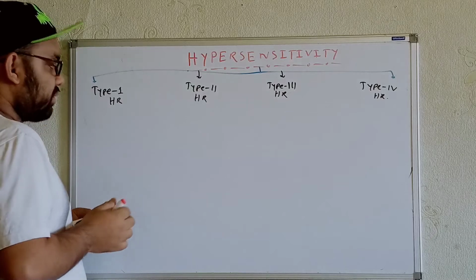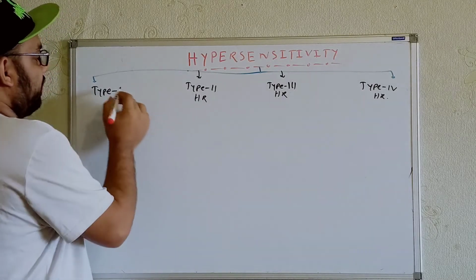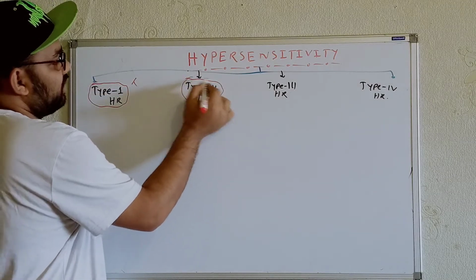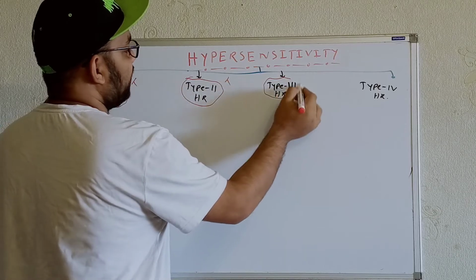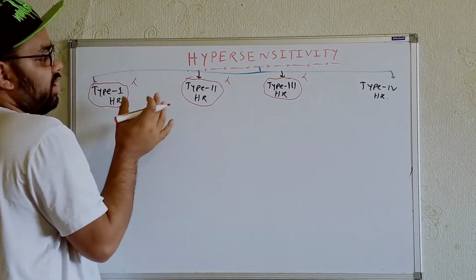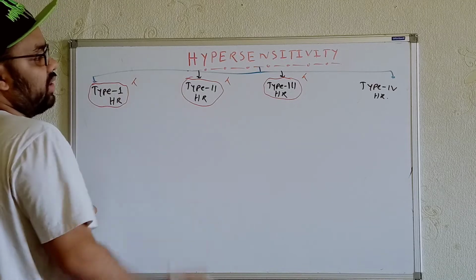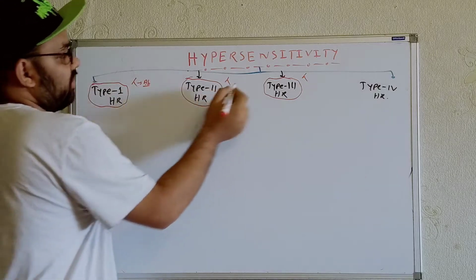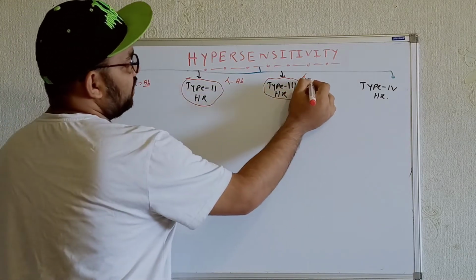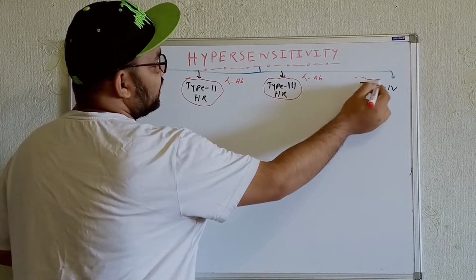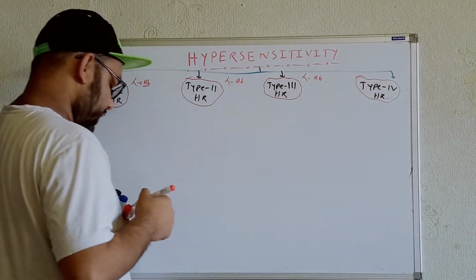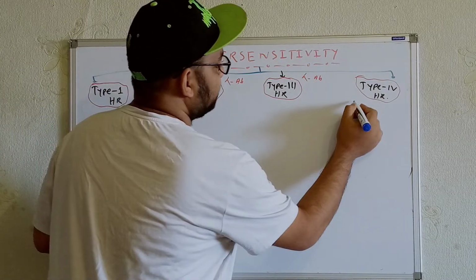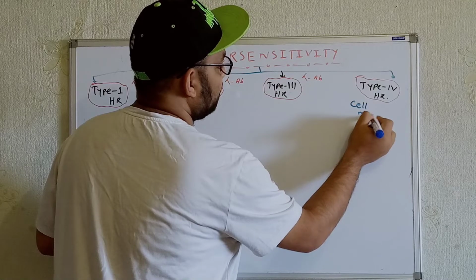Now see, whenever we talk about type 1 hypersensitivity, this one is antibody mediated. This is also antibody mediated, and this is also antibody mediated. That means the first three hypersensitivity types, type 1, type 2 and type 3, are antibody mediated. There we see the presence of antibody. But what about type 4 hypersensitivity? Type 4 hypersensitivity is cell mediated.